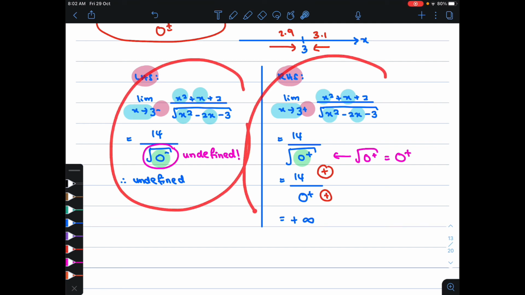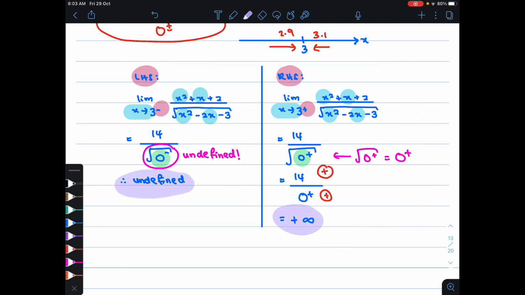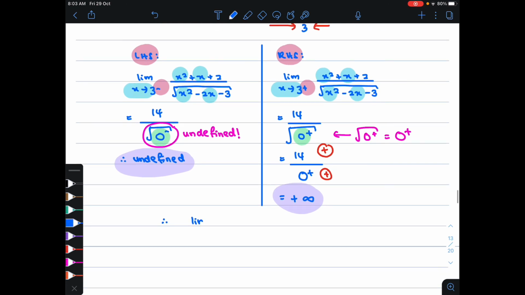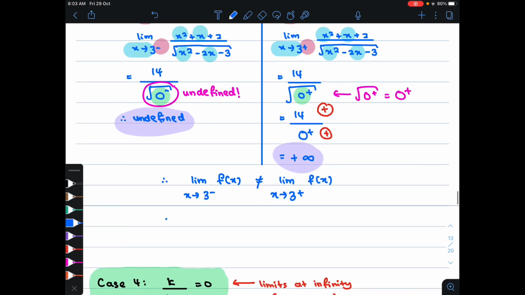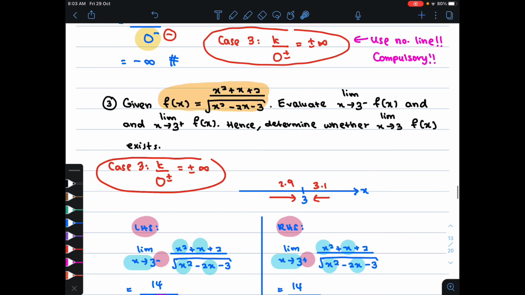By comparing both limits, you can see that both limits are not the same. Therefore, you can make the conclusion, the limit of f(x) as x approaches 3 from the left hand side is not equal to the limit of f(x) as x approaches 3 from the right hand side. And hence, the limit of f(x) as x approaches 3 does not exist. So you can see that we have answered all the questions in question 3.